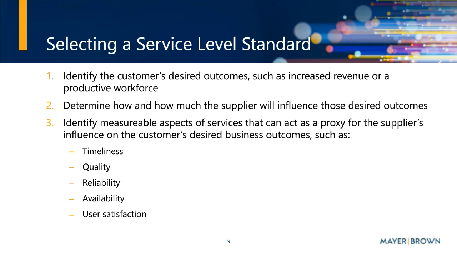The first step is not to decide you want 3 nines. Instead, the first step is to identify the desired outcomes that the customer wants to create, such as increased revenue or productive end users. The second step is to decide how and how much the supplier can help achieve those outcomes. Finally, you want to identify a way to measure how well the supplier is doing at those aspects of the service that matter to the customer's desired business outcomes. Aspects of this could include timeliness, quality, reliability, availability, or user satisfaction.